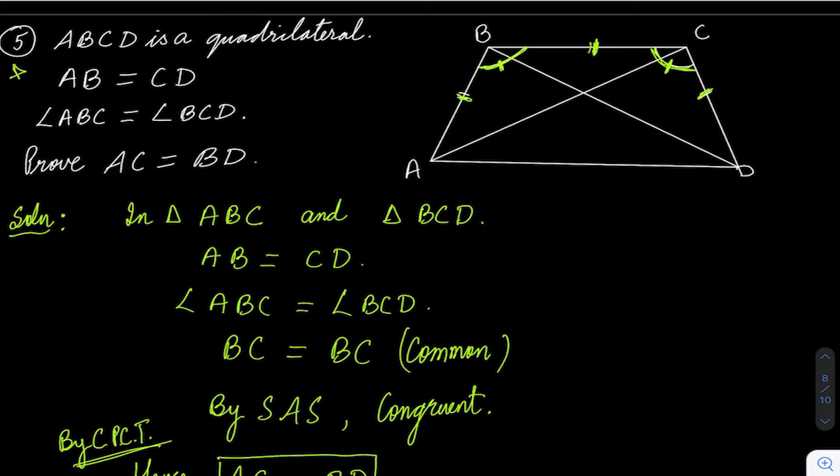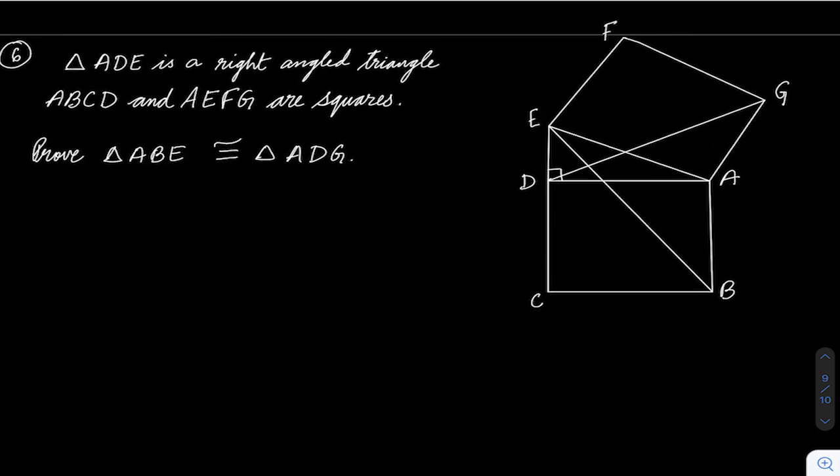This is a good question because in this you have to think first about which two triangles you have to take. And I have already told you how to think about the triangles, which triangles to take, depending upon the angle, which angles are equal, which sides are equal. Okay. Now let's go to the last question.